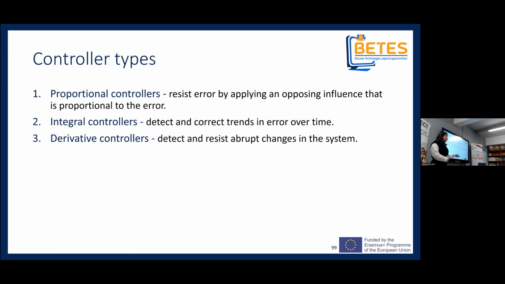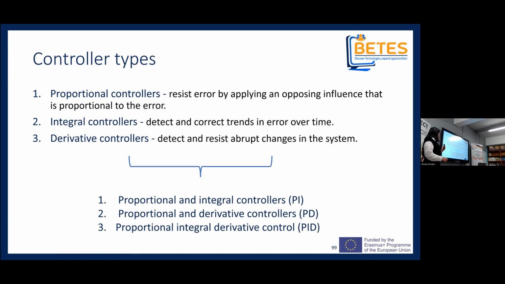We also have different controller types. We have the proportional controllers, the integral, and the derivative controllers. The proportional controllers are proportional to the error. Integral controllers take time into account, so they correct over time. And the derivative controllers detect and resist abrupt changes in the system. They also have combinations: proportional integral, proportional derivative, and the most complex and most widely used now is the proportional integral derivative control, PID.